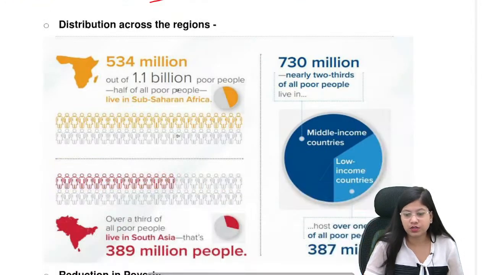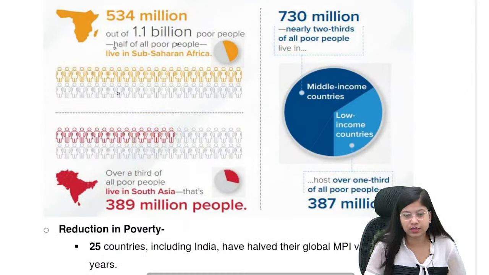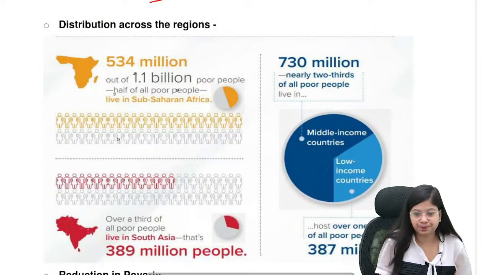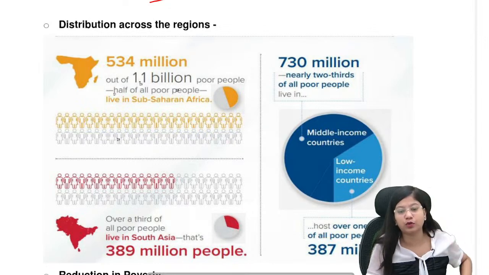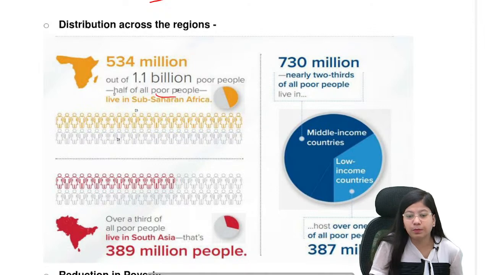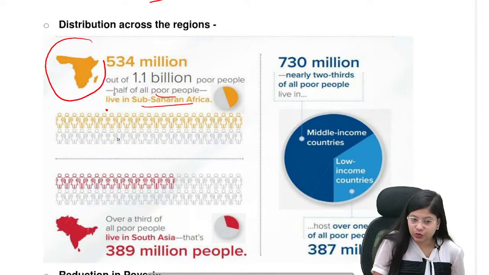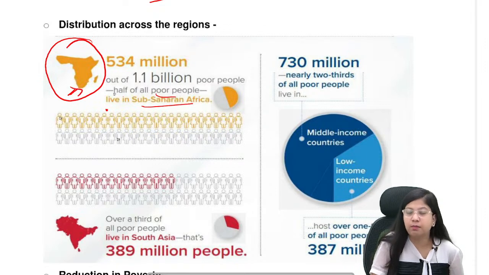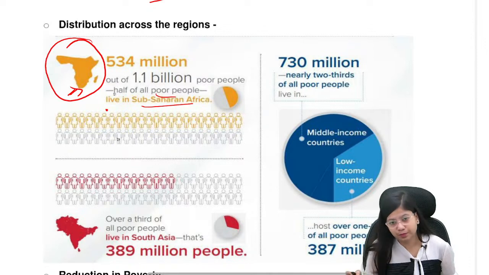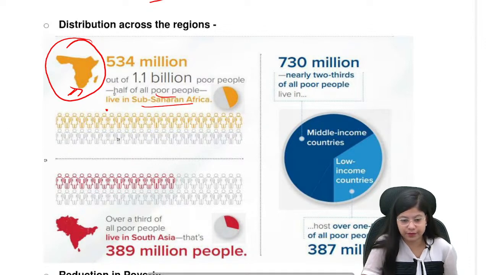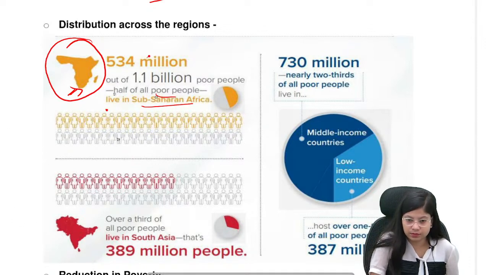Distribution across the regions. Here you can clearly see that in the African region you have 534 million people out of the 1.1 billion poor people. Half of all the poor people live in sub-Saharan Africa, which you can clearly see from the map itself. Sub-Saharan Africa में nearly half of the overall poor people live.